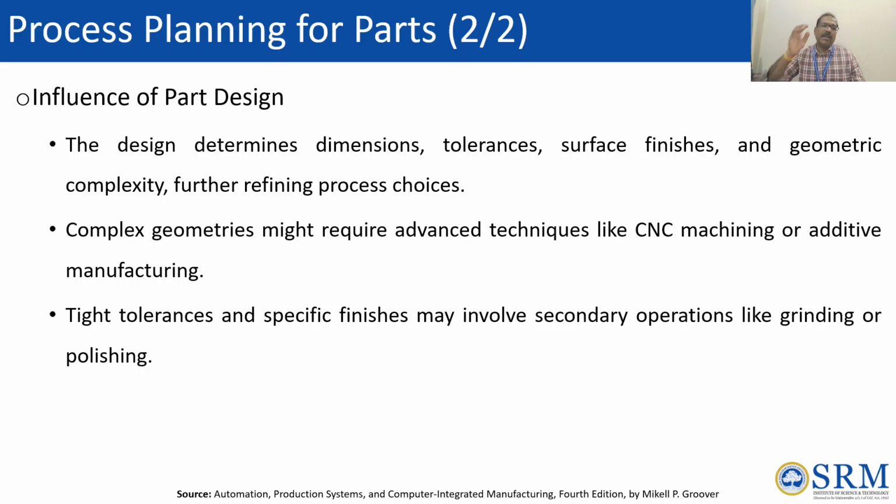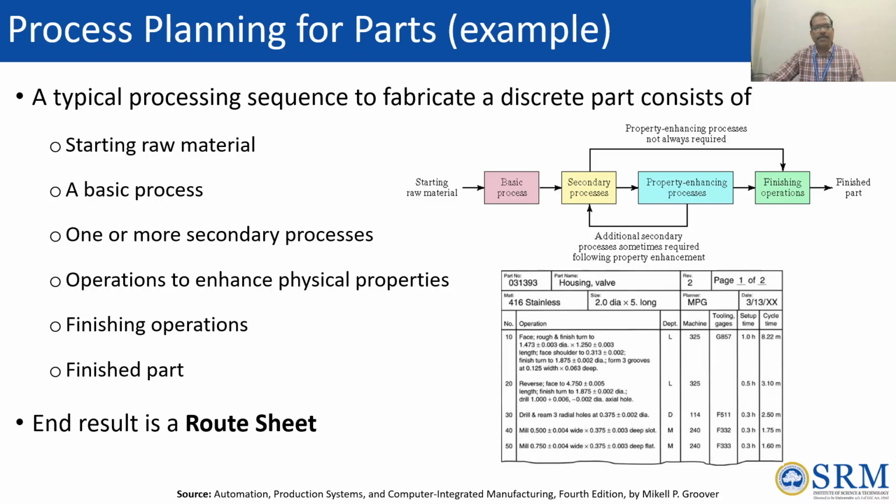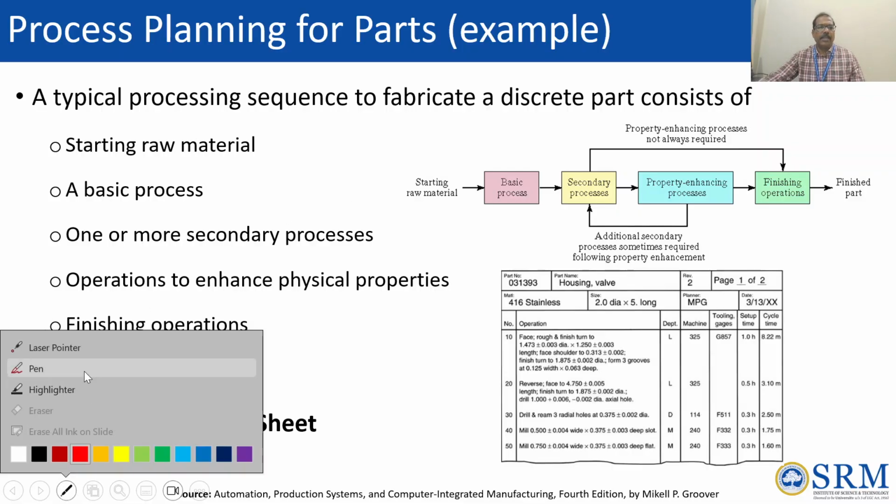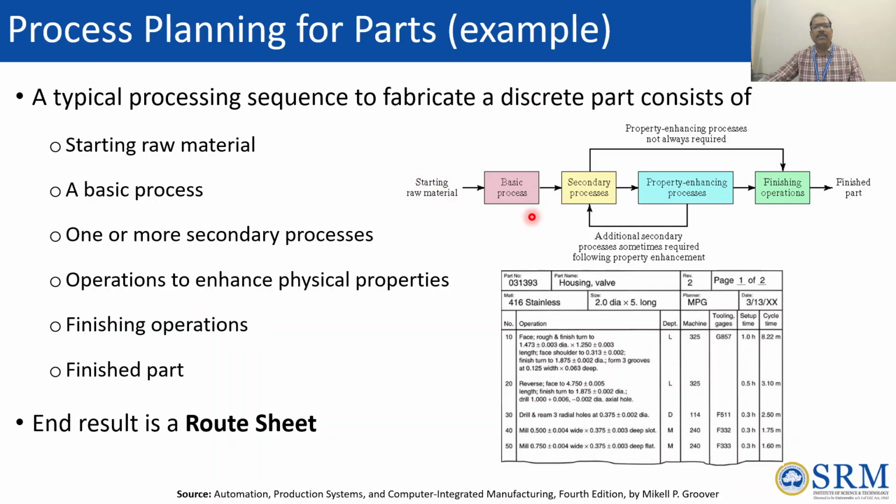So part design also influences our process selection for the particular parts. These are all simple examples of a typical process sequence to fabricate a discrete part. If we have a raw material, we need a basic process. Then, if needed, we can do a secondary process. Then, if we need any process enhancement like heat treatment, we can do that. Then, after the finishing process, we can send it to the company. So these are the sequence of operations.